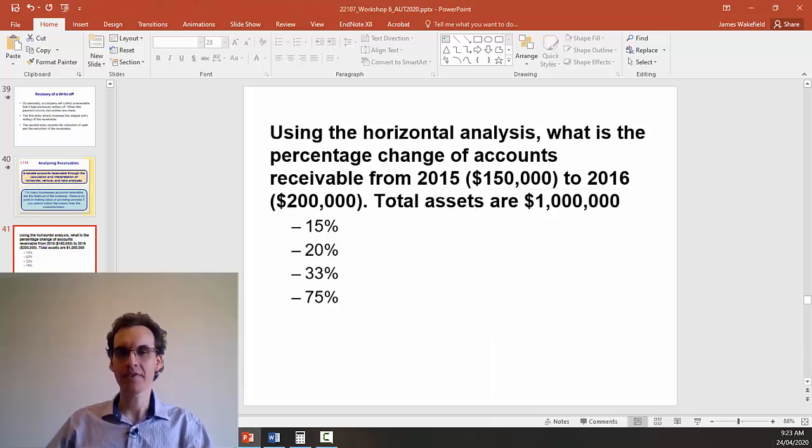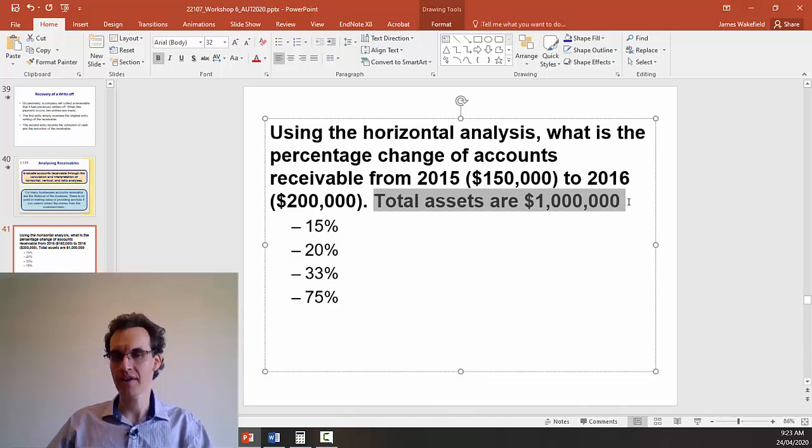Now, remember that the total assets are not relevant in this case. You don't need the total assets to work out change over time for the accounts receivable using the horizontal analysis. Total assets are not relevant to answer this question. Now, if you were performing the vertical analysis and you wanted to look at the proportion of accounts receivable to total assets, then of course that total asset number would be useful in that case.